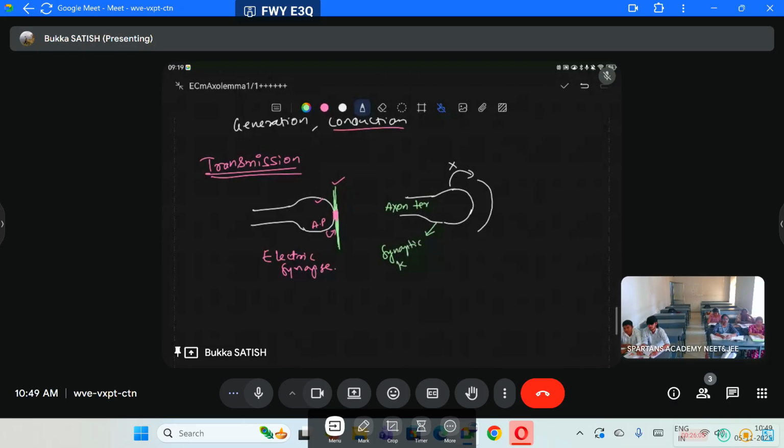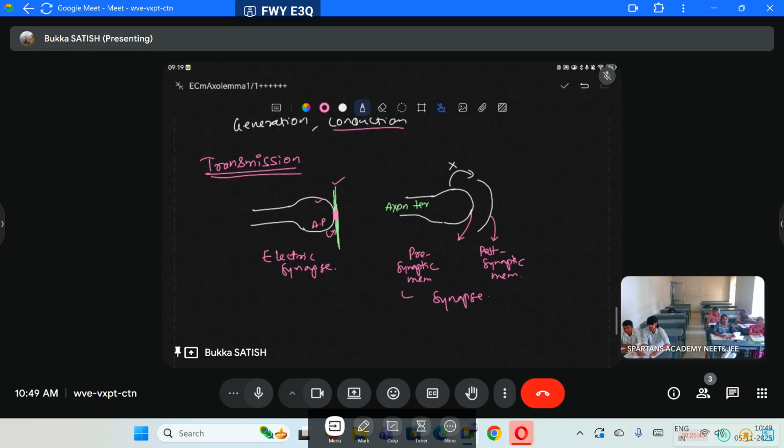Particularly this particular part is the presynaptic membrane, whereas this one is the postsynaptic membrane. Right. Why? Because here you can see the formation of a junction. This complete junction is what we call synapse. Wherever we come across a synapse, the meaning is junction.